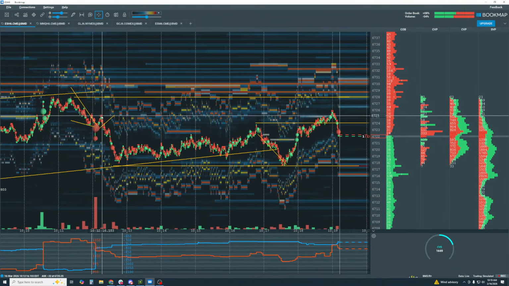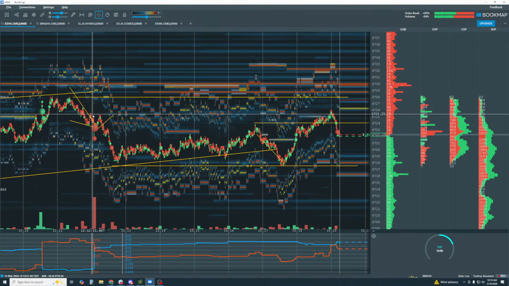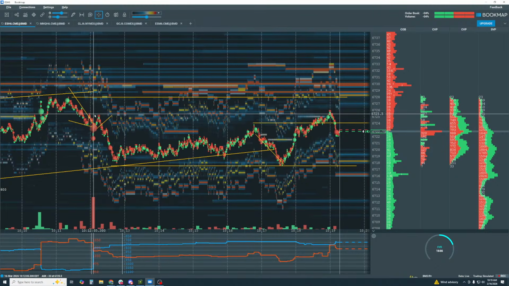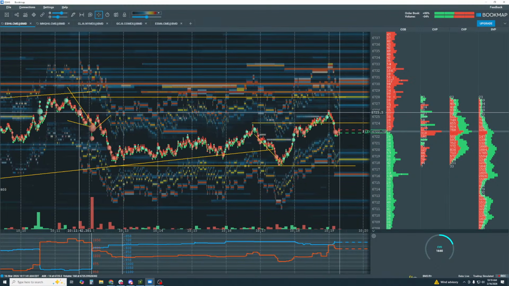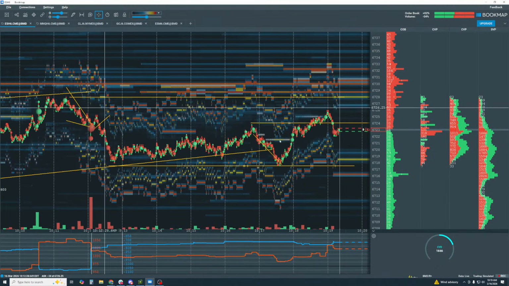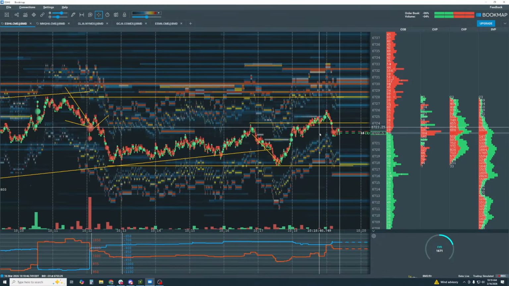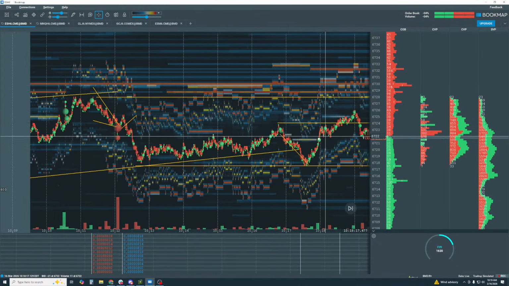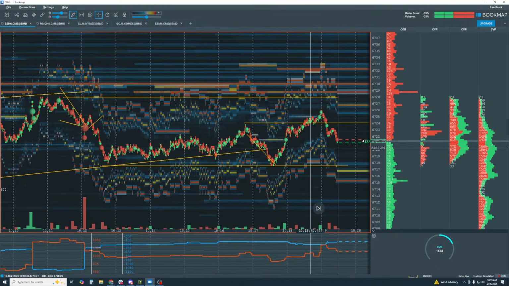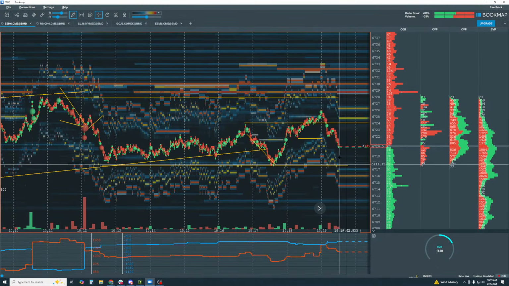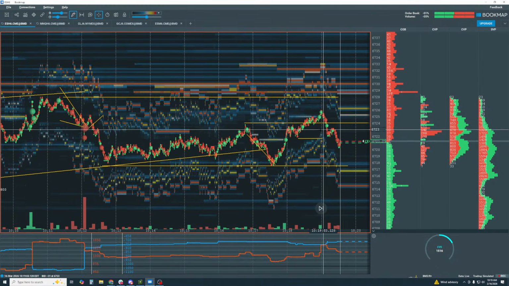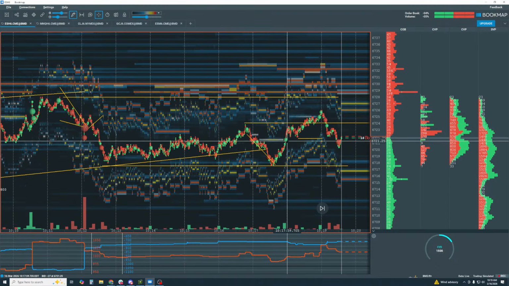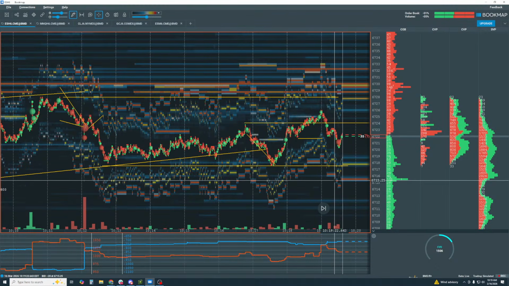Okay, well, you can see we come up to this swing so far, and we found some sellers. This is where we previously found some sellers. I don't think the buyers are finished yet, but we'll see. Okay, we've come back down to this little swing here, and we're finding some sellers. Okay, interesting. Let's see if we get some buyers now.